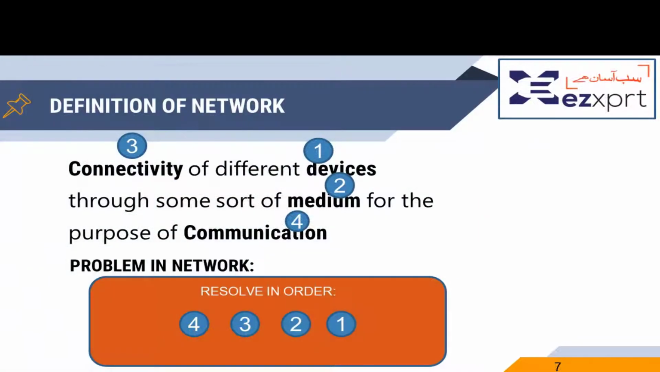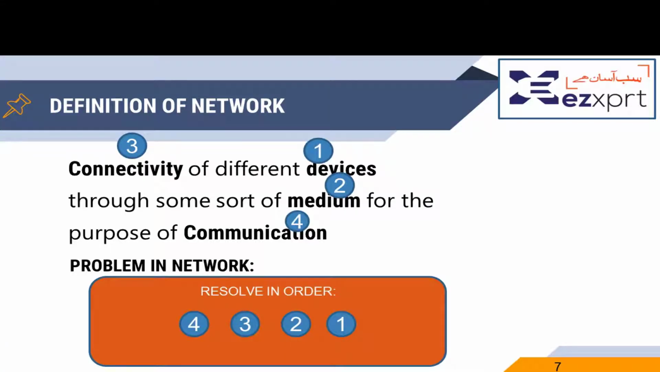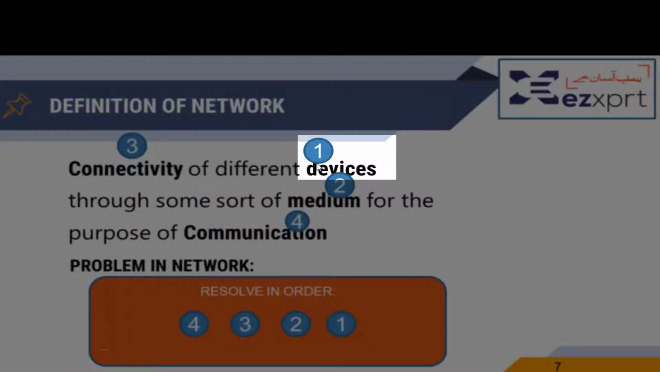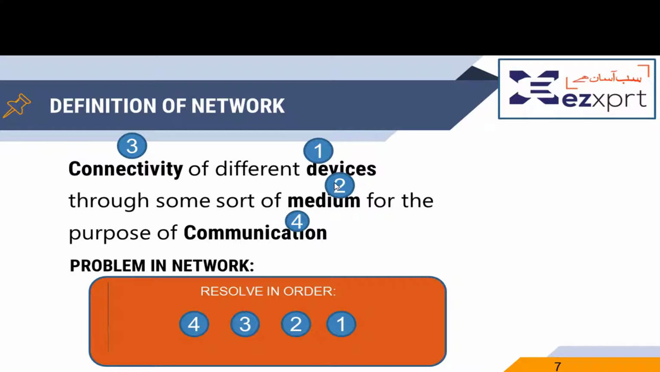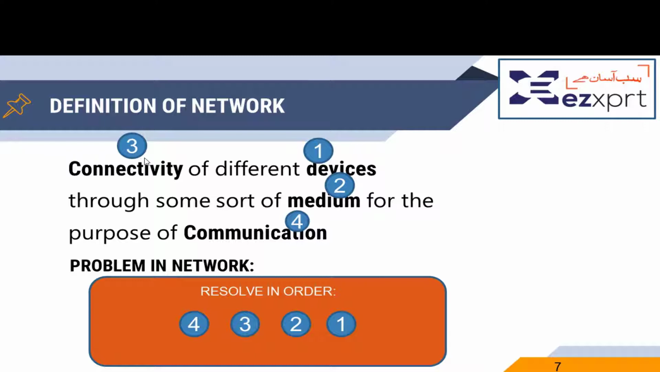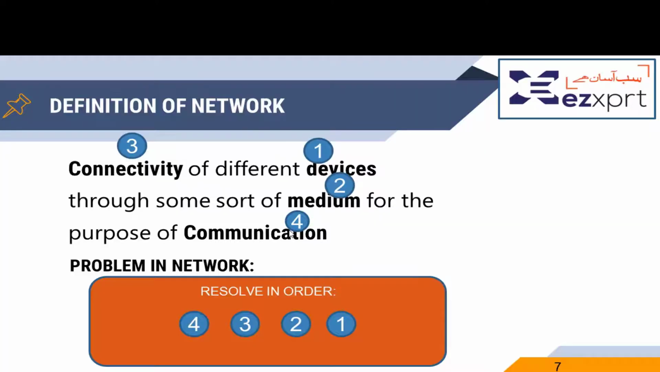Here you see that the network definition is really simple: connectivity of different devices through some sort of medium for the purpose of communication. You see that for the network, there are four major things we need. The first thing we need is network devices. The second one, for the connectivity, there is definitely a medium. And the third thing, there must be proper connectivity. And the fourth one, there must be communication between devices. In simple words, if any one of these four things is missing, there's no network.